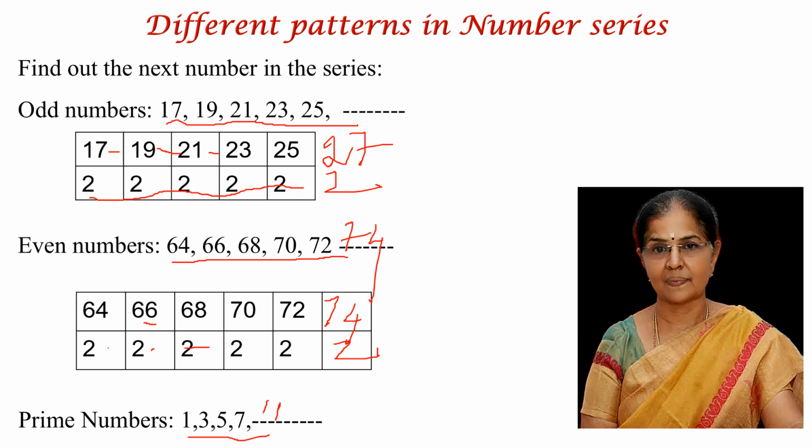And 11, when doing the division, you should not get any remainder. The remainder should be 0. That is what we say. A divisor is a number by which, if you divide, you will not get any remainder. And the number 11 cannot be divided by 2, 3, 4, or 5. It can be divided only by 1 and by 11. So it's a prime number. So what is the answer? The answer is 11. So the next number in the series is 11.